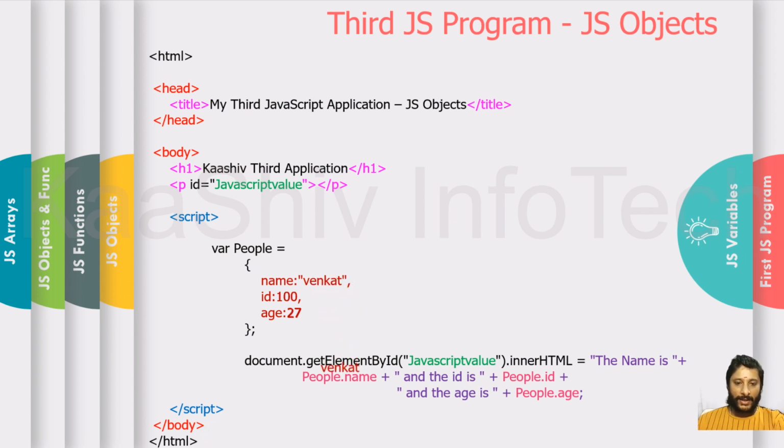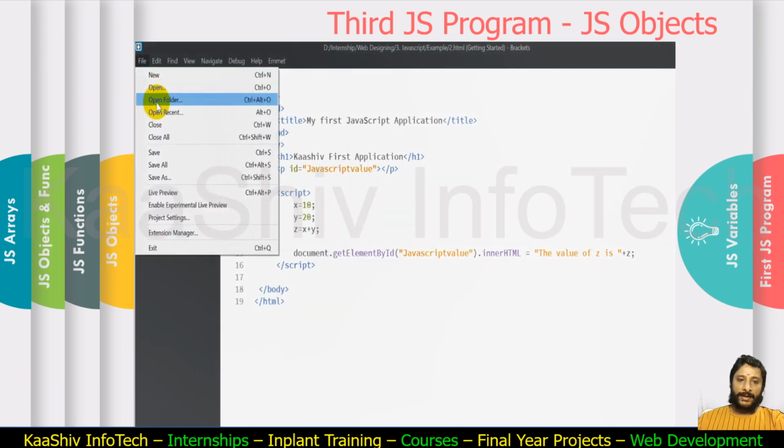Anyway, you can see that Venkat is coming here. That's awesome, man. People.id is 100. It's placed here. People.age is 27. That is placed in this people age. This is the value which is going to be used. Let's move on to the practical part of the program.